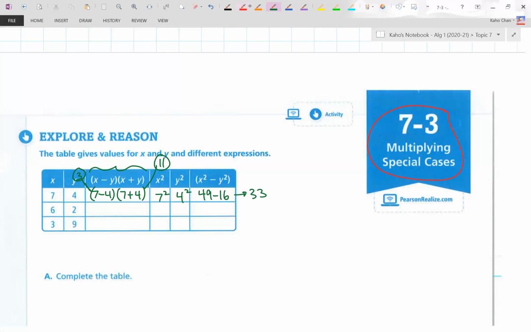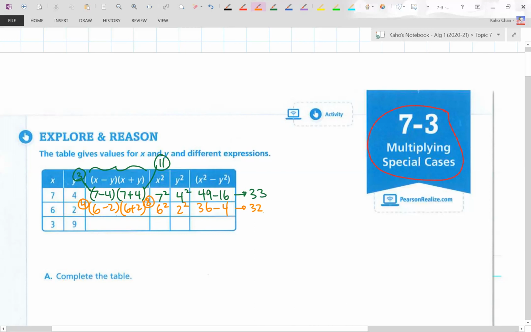Does it work for the other pairs of numbers? Let's try it. 6 minus 2, 6 plus 2. Now 6 minus 2 is 4, and 6 plus 2 is 8. Interesting. What if we just squared the numbers? 6 squared and 2 squared. 6 squared is 36. Let's subtract them. 2 squared is 4. 36 minus 4 is 32. Aha! Look at that. 4 times 8 is 32. That works too. Isn't that weird? Very strange.